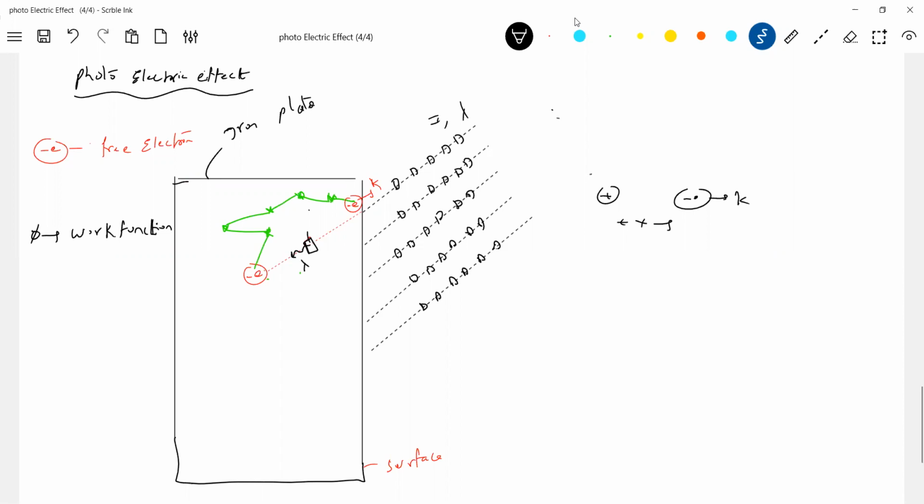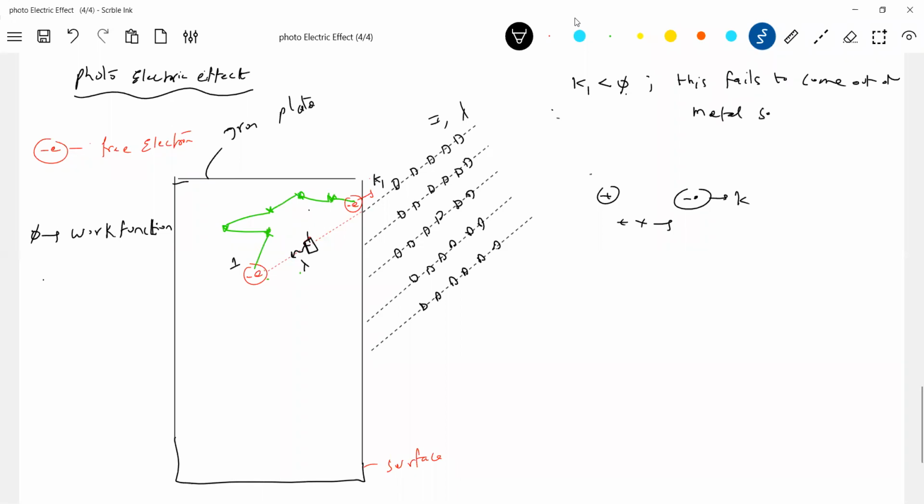So what I see is that this particular K1 will be less than the work function. So what will happen to that particular electron? This electron, I'll call it K1. As its energy, when it arrives at the free surface of the metal, is less than the work function, this electron fails to come out of the metal surface.